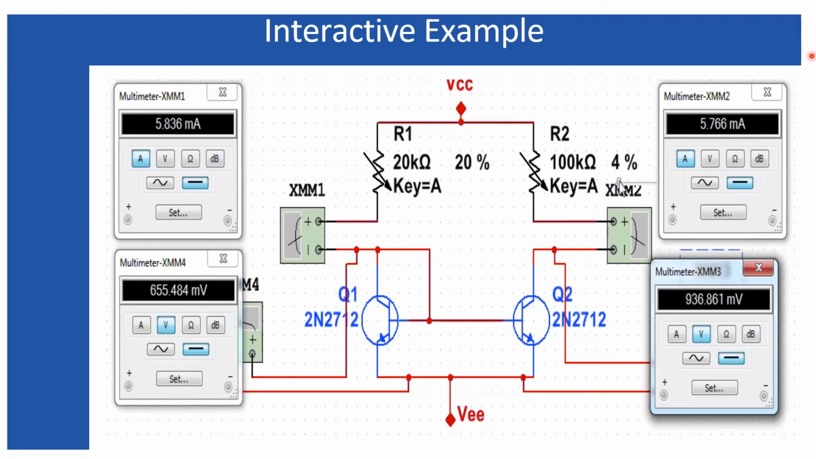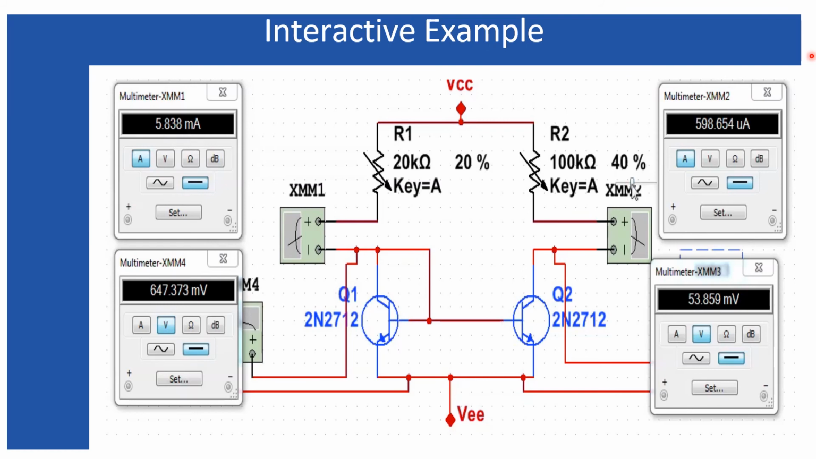So let's see. Look here, I am increasing this one. I have increased it to 40 kilo ohm, and that 40 kilo ohm resistor has limited the current to the microampere order, but this reference current remains constant at its previous value, that is 5.838 milliampere.